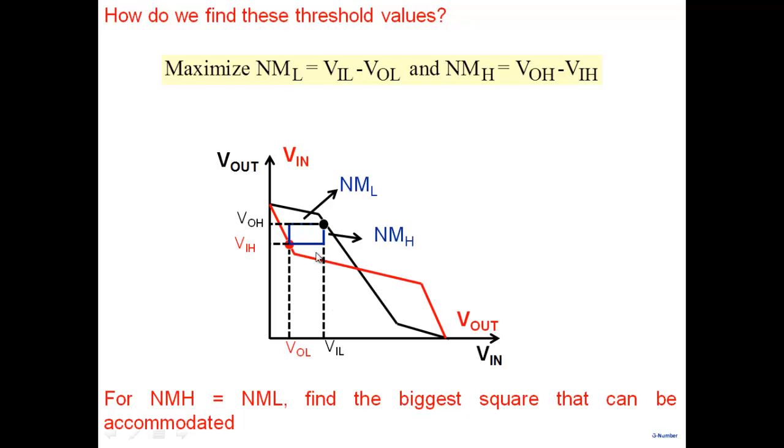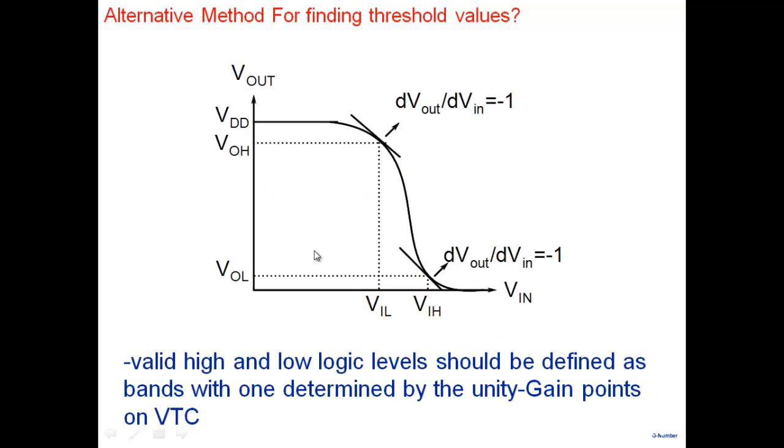So there's an alternative way that people try and find it out. Okay, the alternative way is here. What they do is the following, and we'll see why this makes sense, and the 2 definitions are close to each other also. The alternative definition, what they say is the following. They say this is my VTC. Find a point where the slope is equal to -1. Find a point where the slope is -1. That is your point which is VOH. And this is VIL. Find the next point where the slope is again -1. That is your VOL, and this is VIH.